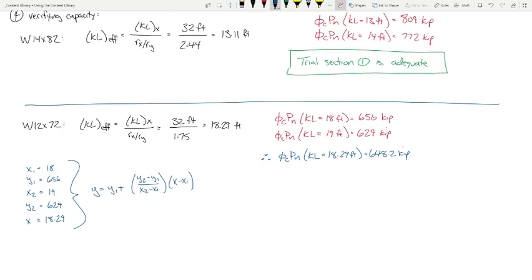I mean, we looked this column up. Table 4.1 said it had enough capacity, but again, Table 4.1 is assuming the weak axis governs. If you check the strong axis, you find the strong axis governs and it's not good enough. So, therefore, trial section 2 is inadequate.